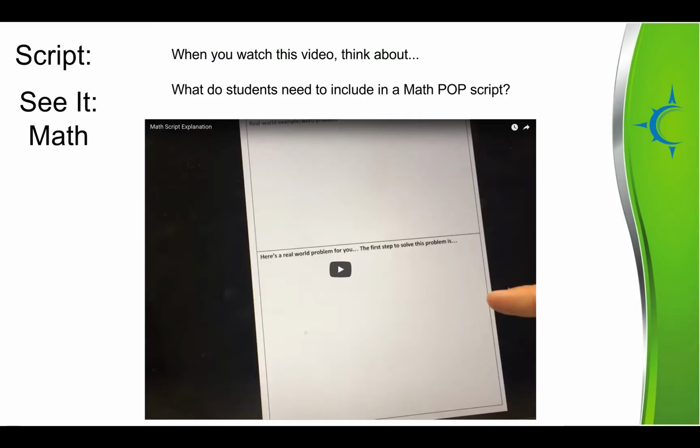Now let's see a script for math. When you watch this video, think about: what do students need to include in a math POP script?